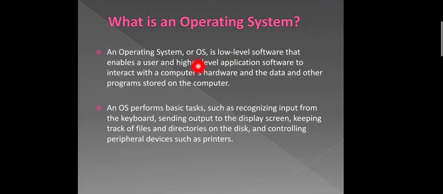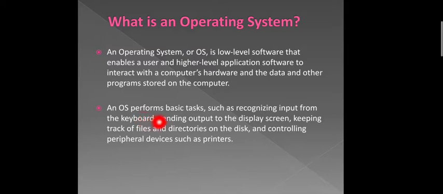What actually is an operating system? The question arises here. An operating system, or OS, is low level software that enables a user or higher level application software to interact with the computer's hardware and the data and other programs stored on a computer system. It enables a user and higher level application software to interact with the computer. As we have discussed, this is an interface between user and the computer system. The user uses the software, but without an operating system, the user can't use any software in the computer system because it is an interface.